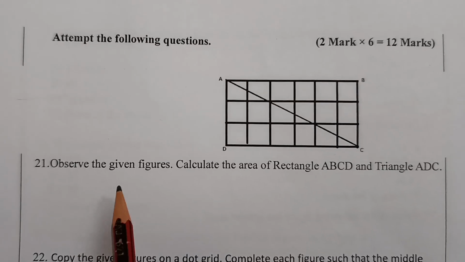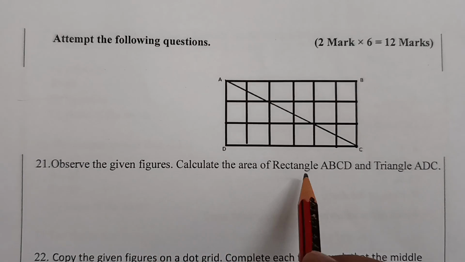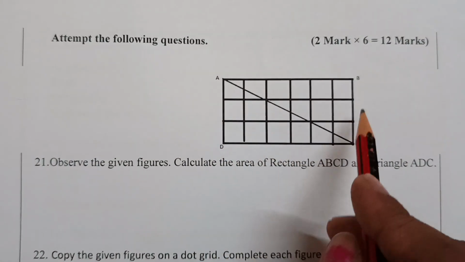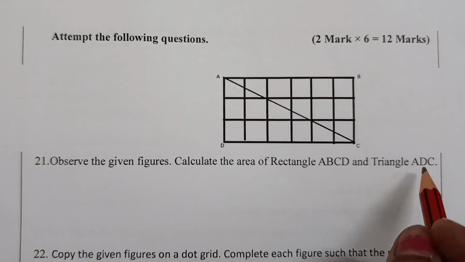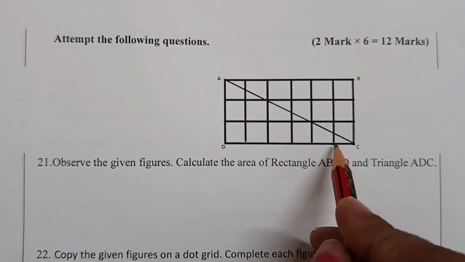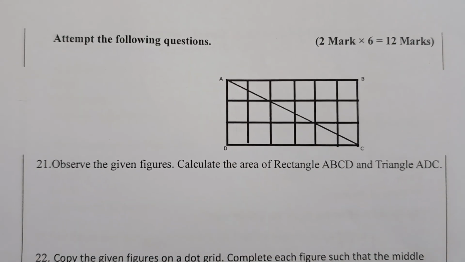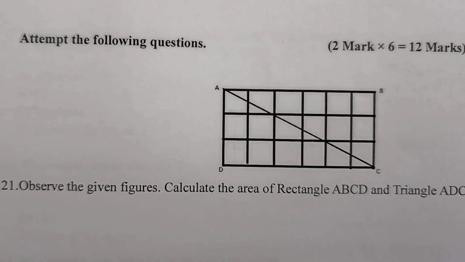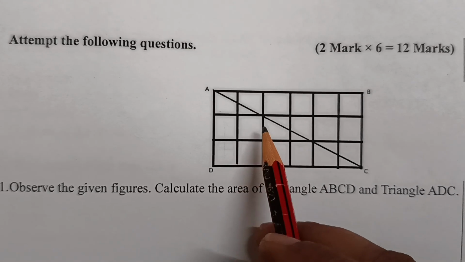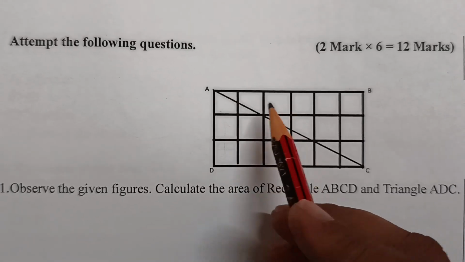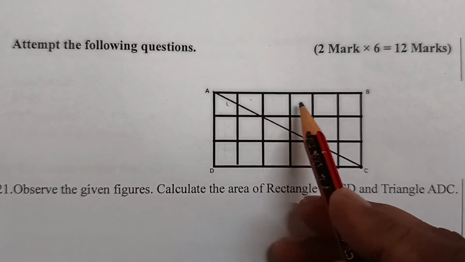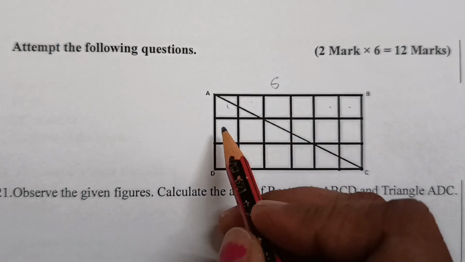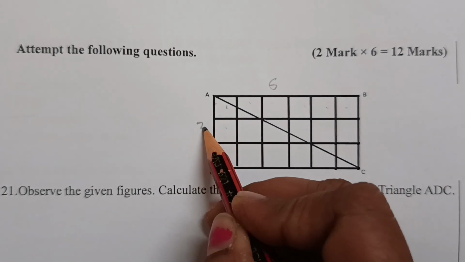Question number 21. Observe the given figure. Calculate the area of rectangle ABCD. Here we have to find out the area of rectangle ABCD and triangle ADC. We have to find both the area of the rectangle and the area of the triangle. In this figure we can see that the length of the rectangle is 1, 2, 3, 4, 5, 6. So the length of the rectangle is 6 and the breadth is 3.